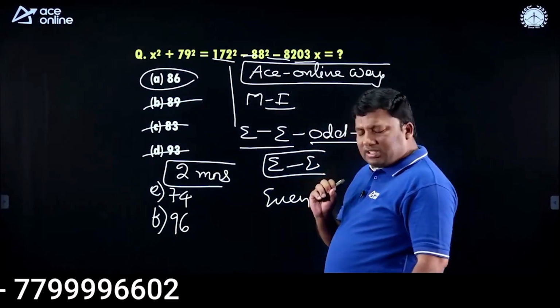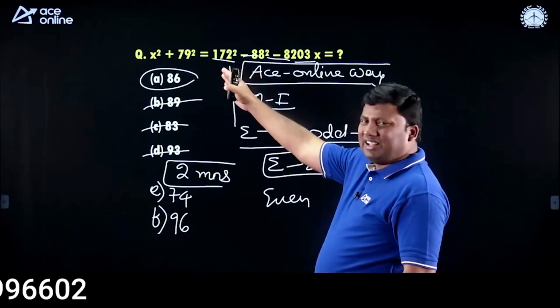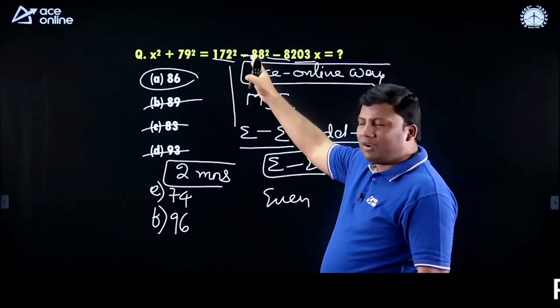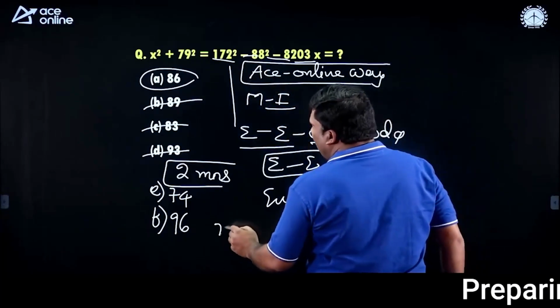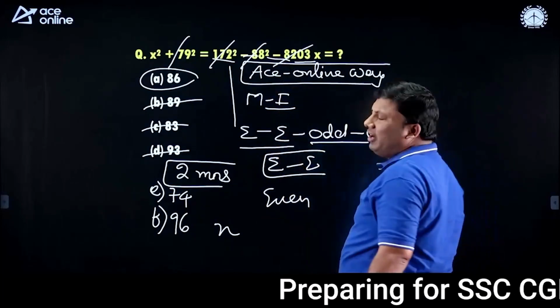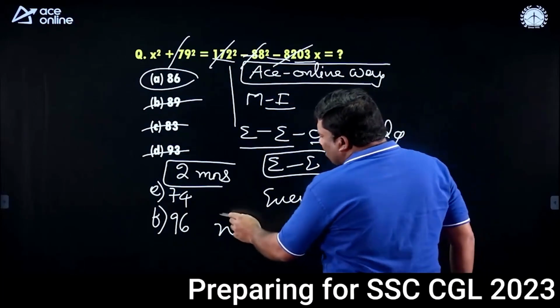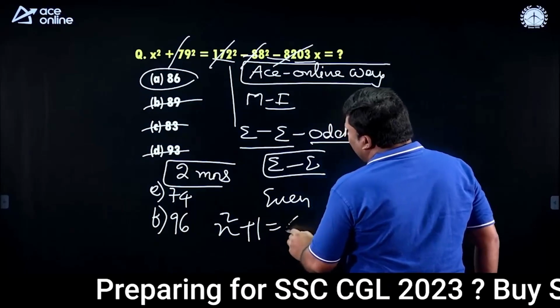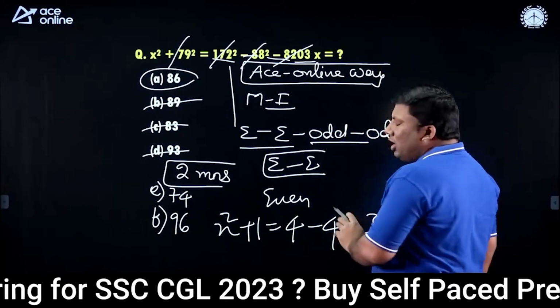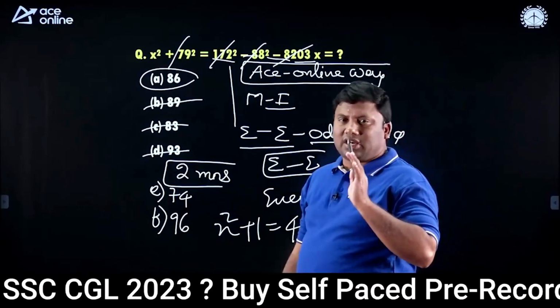Now see here, another way. I am not interested in the 79 square, right? Ramanujan's high speed calculations are not required. Forget every number other than the unit digit. 9 square is 81, so 1. 2 square is 4. 8 square is 64, so 4. Only the unit digit I will concentrate on.